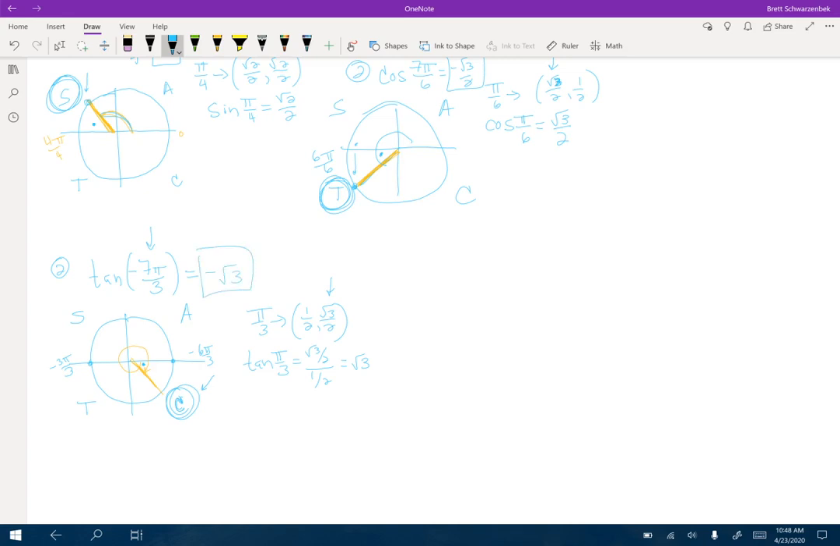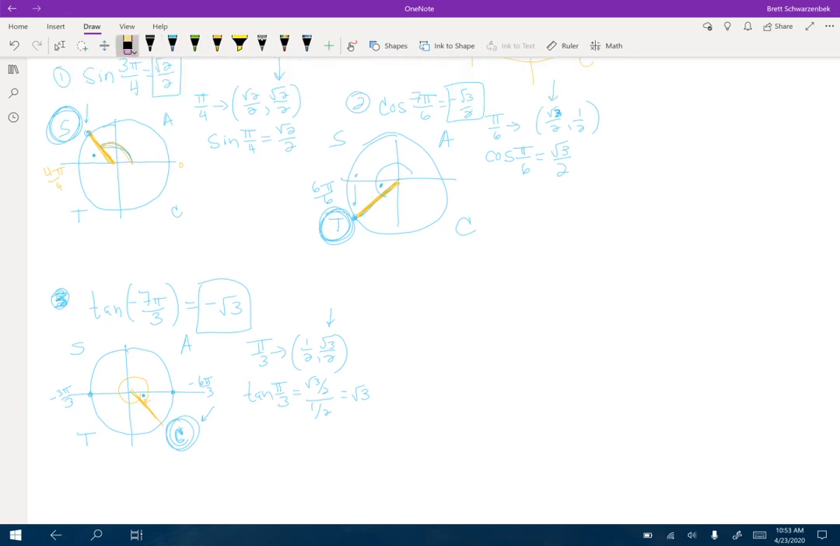Now note, it isn't a coincidence here. Just be careful with these negatives. Students will assume that because this is negative over here, this has to be negative. It doesn't have anything to do with that. It's just about the evaluation. So we get negative root 3 as a result for this particular problem, which I just noticed is number 3, not number 2.